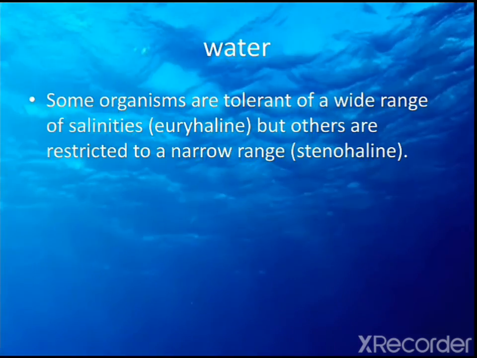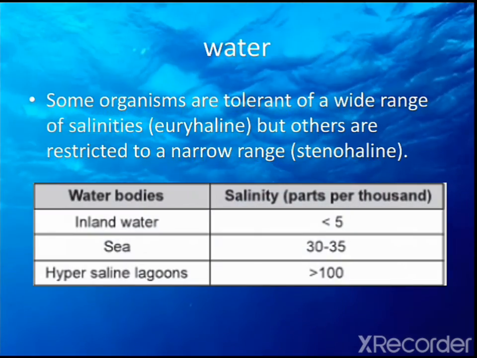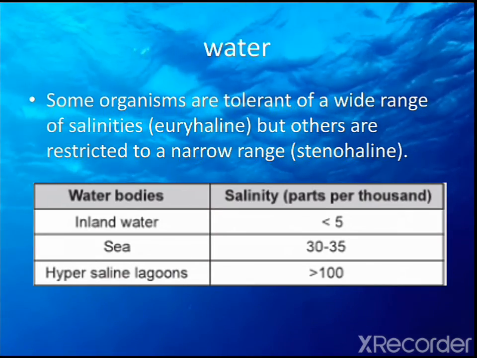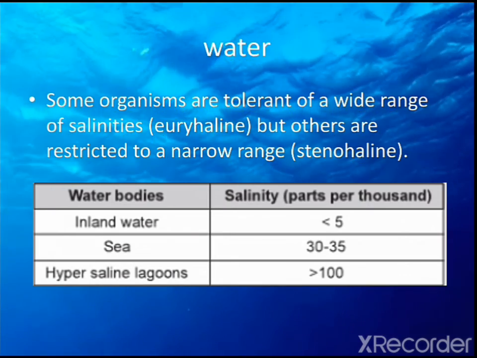Now, based on salinity. Salinity is another important factor that determines the quality of water. So some organisms can tolerate a wide range of salinities. They are known as euryhaline organisms, whereas some other organisms are restricted to a narrow range of salinity. Those organisms are known as stenohaline organisms.